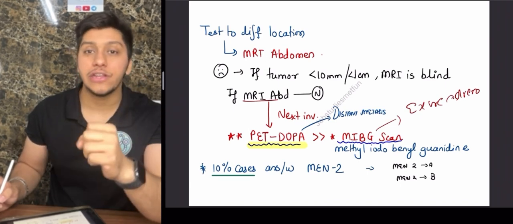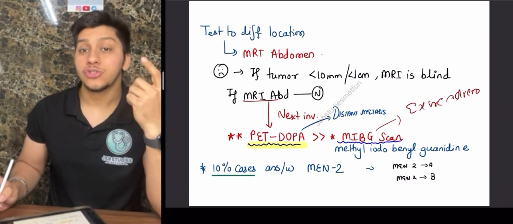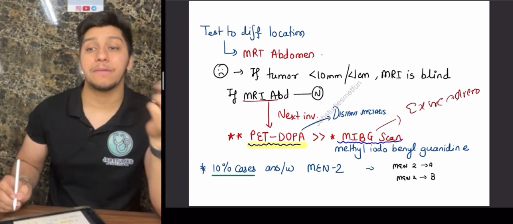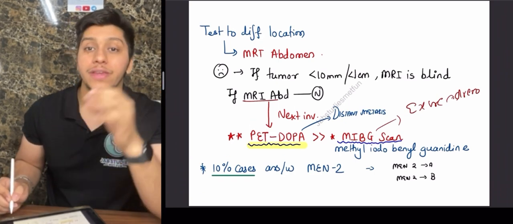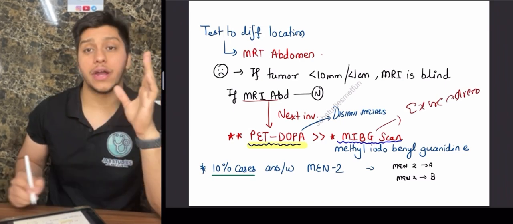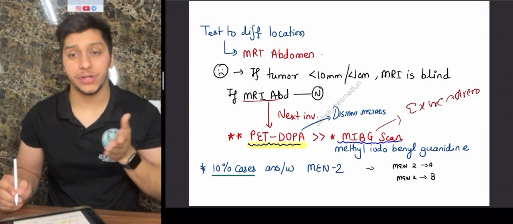This scan is basically used to detect distant metastasis. So you can use this. Another specific test, if you ask for pheochromocytoma, is MIBG scan. You need to know the full form, that is meta-iodobenzylguanidine. So basically, understand this is the algorithm for the test.